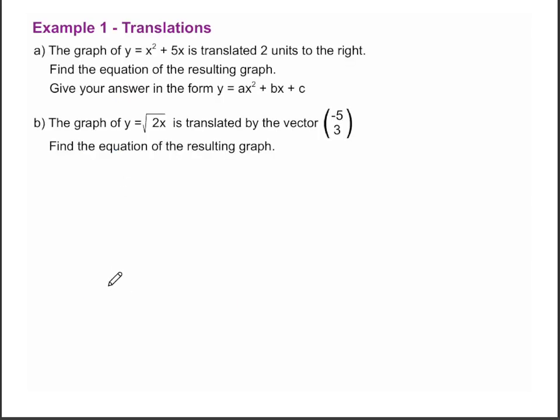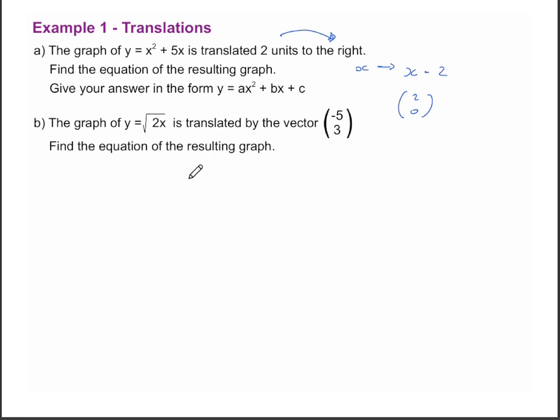First one is about translation. So the graph y equals x squared plus 5x is translated 2 units to the right. Remember, whenever we're moving 2 units to the right, we are looking at an x translation, meaning x is turning into something, and we want the equation of the resulting graph. So first we need to find out what exactly we're doing. So x is becoming x minus 2, because remember the unit vector is (2, 0). And for x's, remember you will subtract, because I explained the whole part previously.